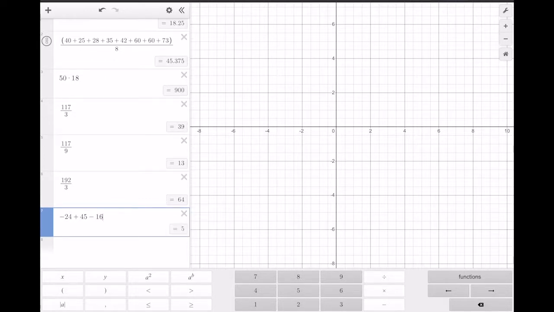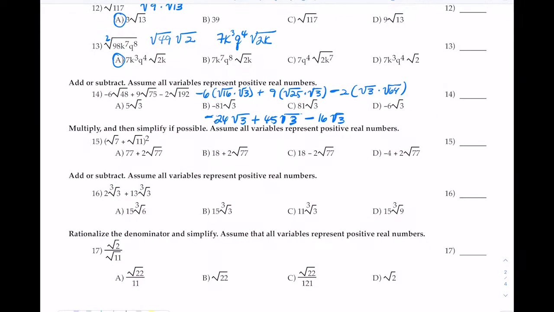And I get 5. So my answer would be 5 root 3. So that would be letter A.